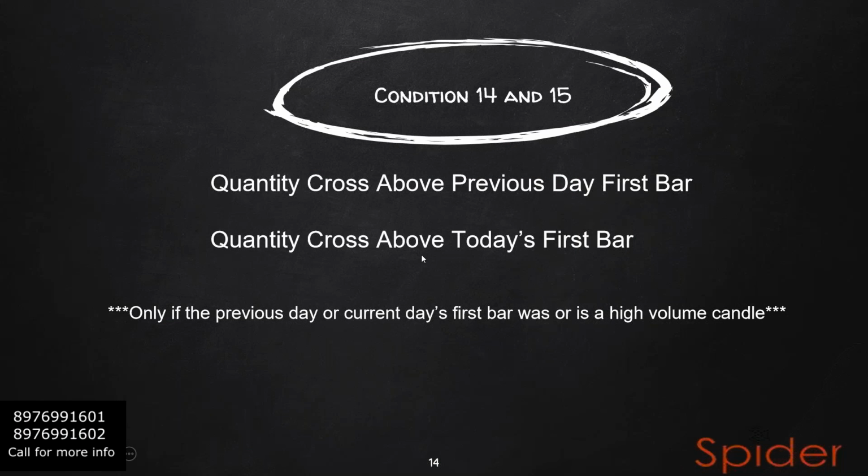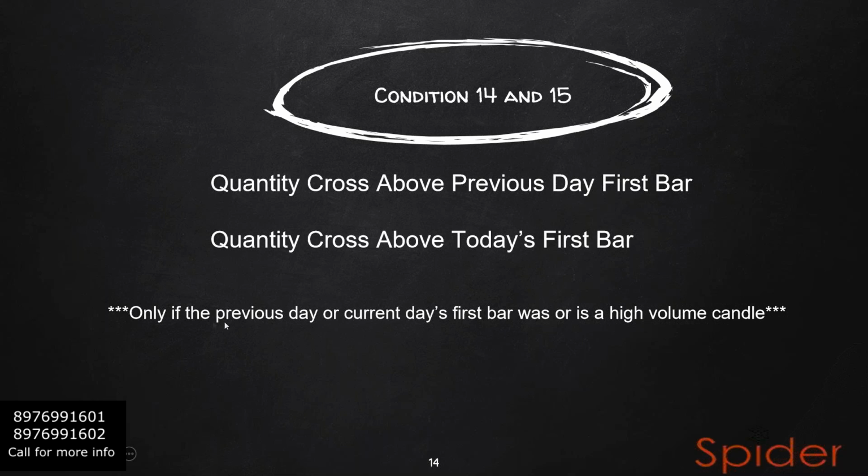We'll explain that now. The next conditions are condition 14 and 15, which are quantity cross above previous day first bar, and quantity cross above today's first bar. Again, it is expected that the first volume bar of the previous day and current day would be a high volume candle, but it cannot always be the case. So that's why I'm not putting it as really important for us, but this will matter only if the previous day's first bar and today's first bar are high volume candles.